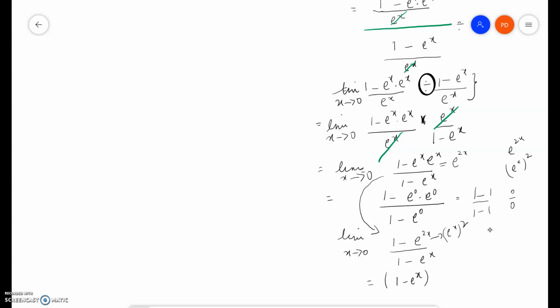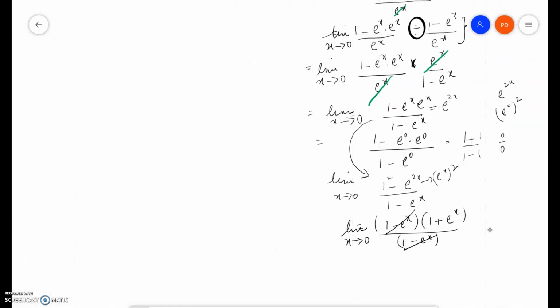So that is 1 squared minus e to the x, the whole squared, which is 1 minus e to the x times 1 plus e to the x, divided by 1 minus e to the x. And finally, we're able to cancel the factor that's causing the 0 in the numerator and denominator. Once we do that, now we can substitute once again. As x approaches 0, 1 plus e to the x is equal to 1 plus e to the 0, which is 1 plus 1, which is equal to 2.